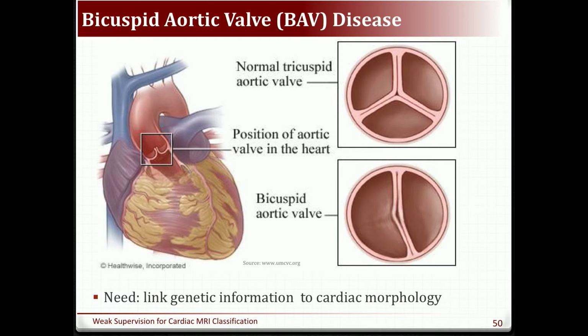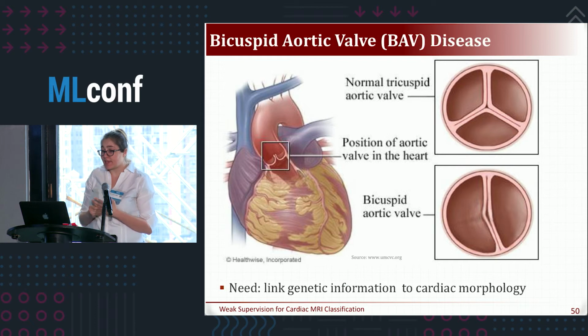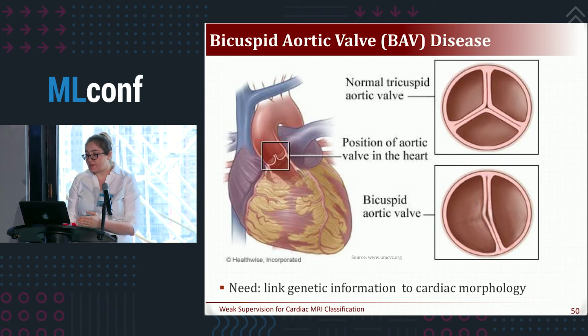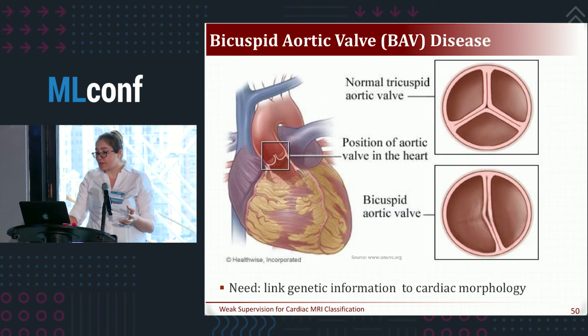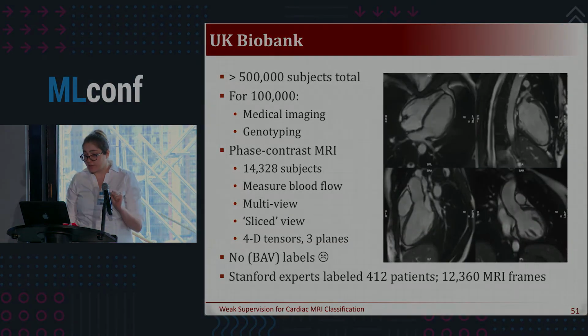So we finally looked at automatically labeling a heart MRI data set. And we were looking at automatically labeling cases of bicuspid aortic valve disease. So bicuspid aortic valve is a congenital malformation occurring in 0.5 to 2% of the population. This is associated with extremely poor health outcomes. It's diagnosed following cardiovascular issues, and we would like to instead link the genetic information to this cardiac morphology.